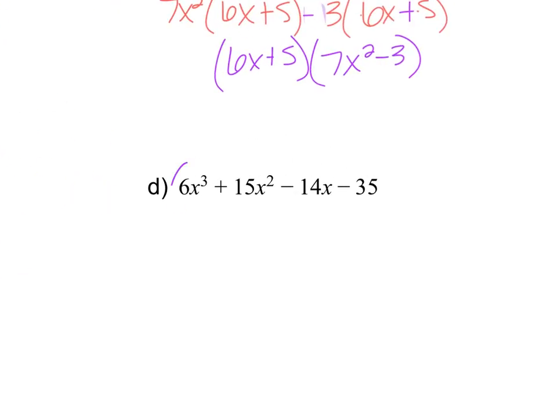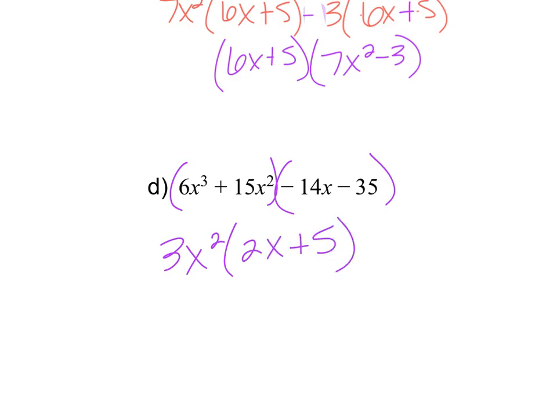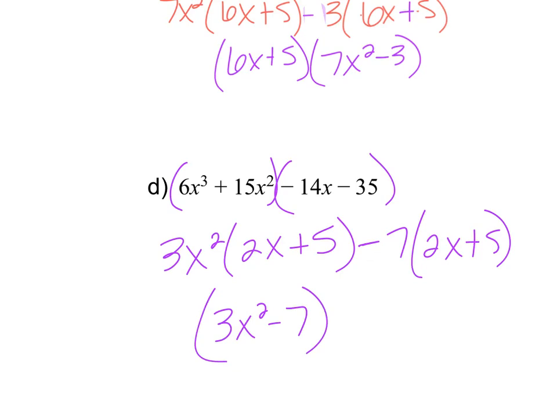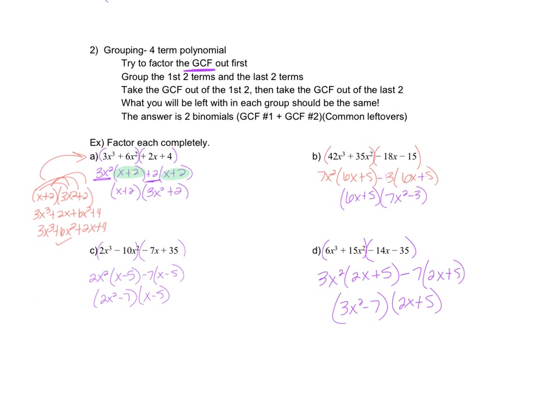Last one. That way you could factor out of the first set, 3x squared. So that would give you 2x plus 5. And this one, we're going to have to factor out a negative because we want those both to be positive. Negative 7, it looks like to me. So that would be positive 2x plus 5. Sweet. So our final answer will be 3x squared minus 5 times 2x plus 5. And that is it for factoring.